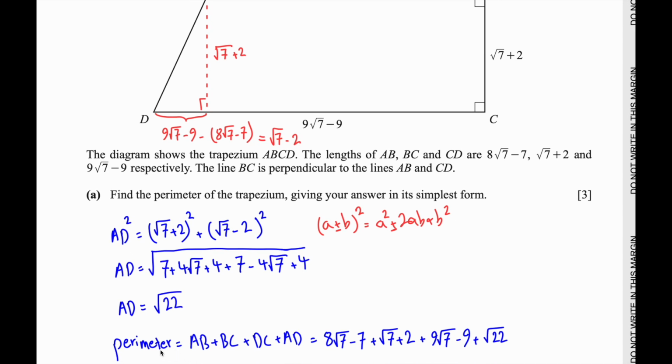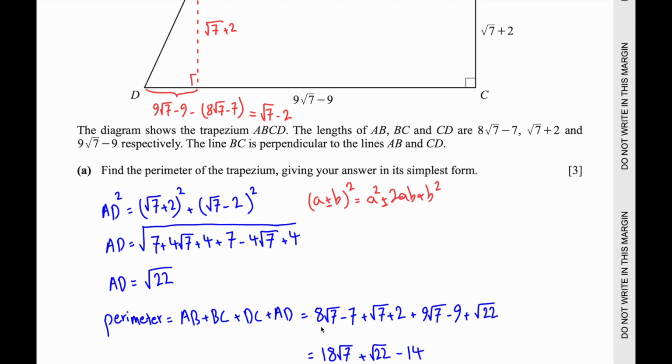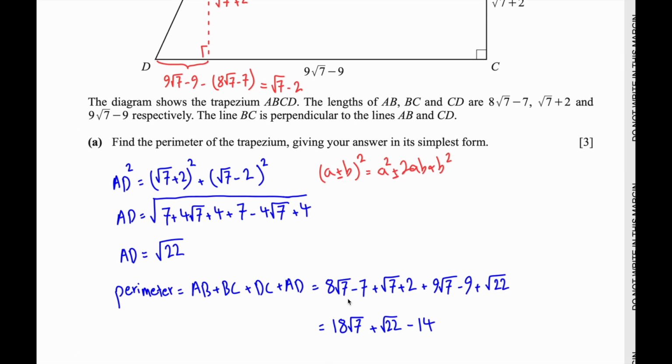Now, all I have to do is to add up all the numbers together. So AB is this, plus BC, which is the square root of 7 plus 2, plus 9 square root of 7 minus 2, plus the value that I just found. So I can combine the like terms: 8 square root of 7 plus square root of 7 plus 9 square root of 7.